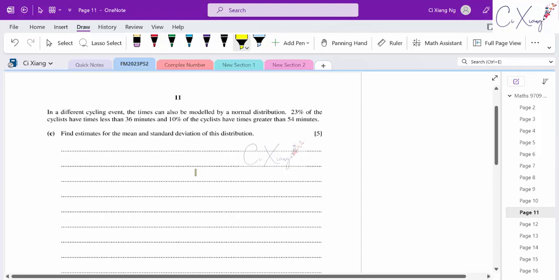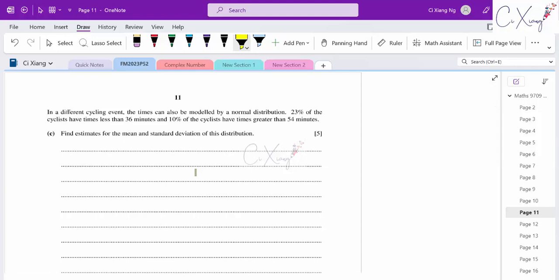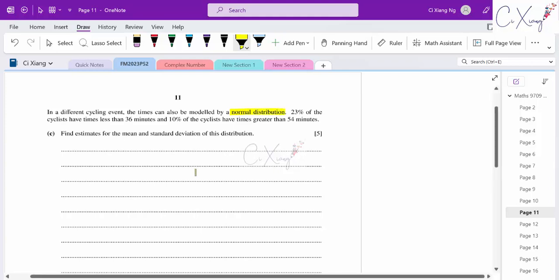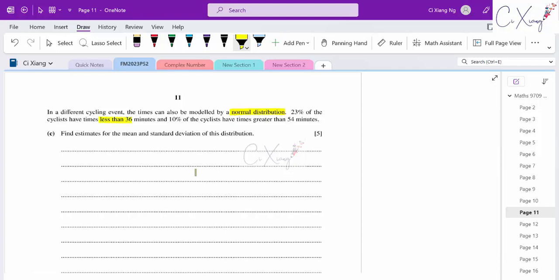Okay, so for part C, we are having a different cycling event. The time is also modeled by normal distribution, so let me highlight the words normal distribution again. They are saying that 23% of the cyclists have time less than 36 minutes, and also 10% of the cyclists have time greater than 54 minutes. So from the information given, they want us to estimate the mean and also standard deviation for this distribution.